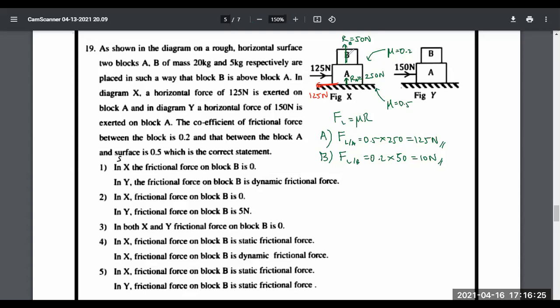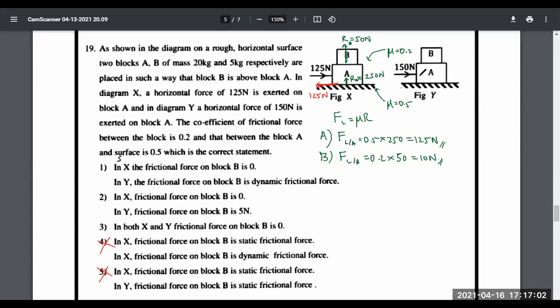B doesn't have to stop A, correct? Because the floor itself can stop A. So B will not experience anything, it will just lie on A. Therefore, in X, B will not experience any frictional force. So it should be 0, right? So fourth and fifth are wrong, because B doesn't have to experience any frictional force when A's motion is restricted only by the frictional force given by the floor.